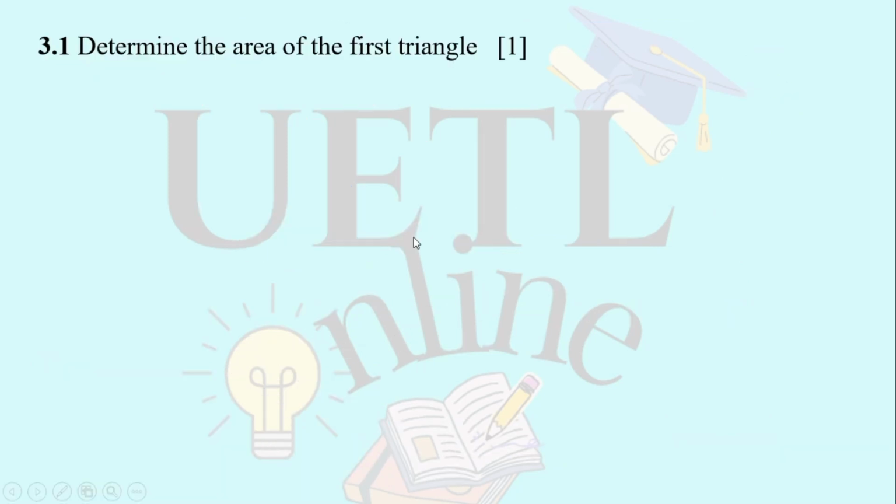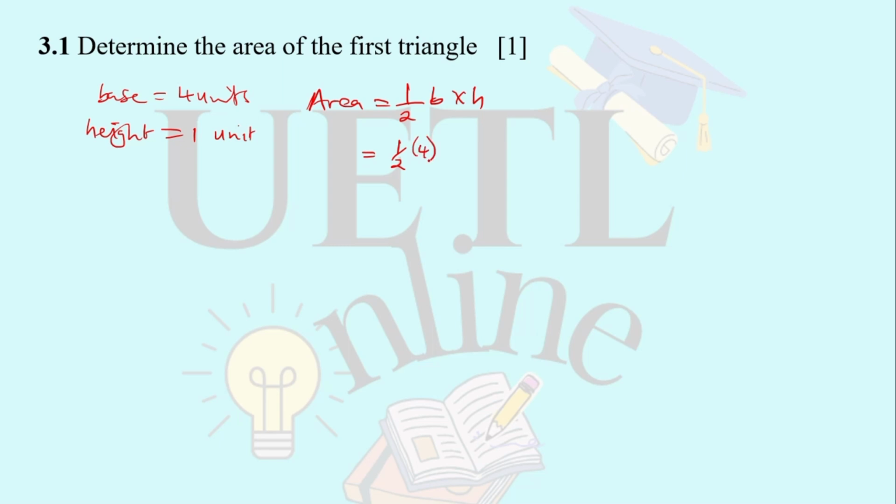Let's dive into it. Our first question here, we are supposed to determine the area of the first triangle. The base is 4 units, and the height of the first triangle is 1 unit. The area of a triangle is half base times height, so it's going to be half times 4 times 1. Our area is 2 units squared. So this is the area of the first triangle.